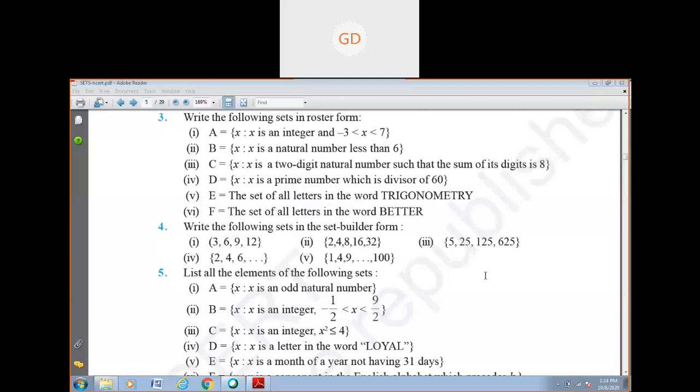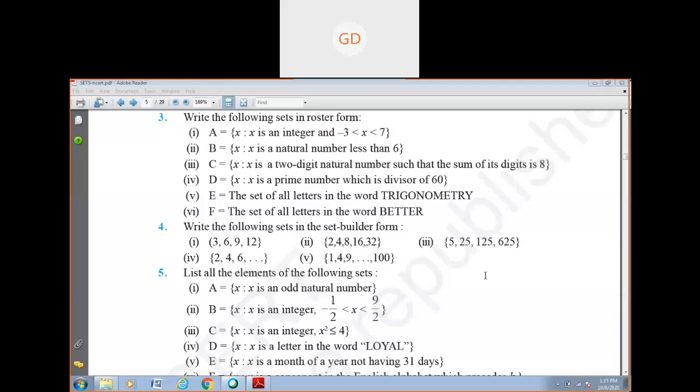In question number 4, sub question 1: 3, 6, 9, 12. Here there is a misprint. The first bracket is used just before 3, it is a misprint actually. So 3, 6, 9, 12 we have to write in set builder form. You can write it on your page. Try to write the set builder form of 3, 6, 9, 12.